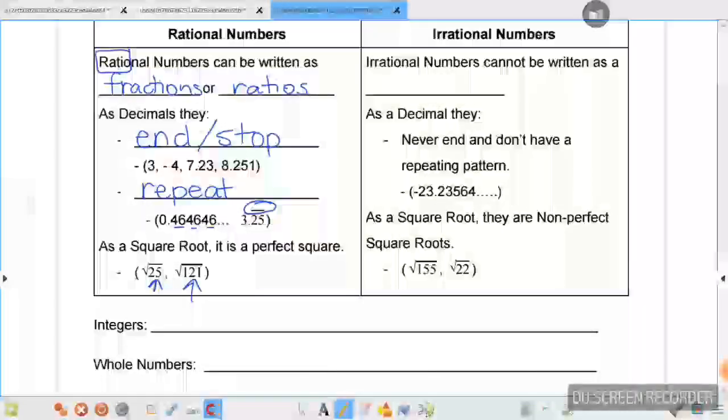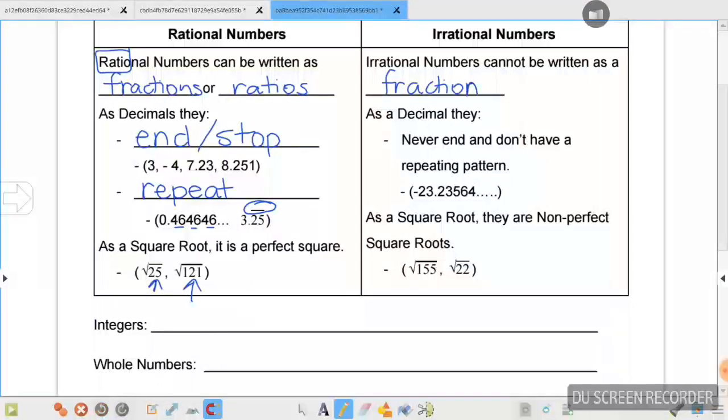Irrational numbers cannot be written as fractions. As a decimal, they never end and they don't have a repeating pattern. And how you would see that is a set of numbers that have no pattern to them, dot, dot, dot. One of the most famous irrational numbers is pi, and anything you do to pi would be irrational. So if you add, subtract, multiply, or divide by pi or 2 pi, it will be irrational.